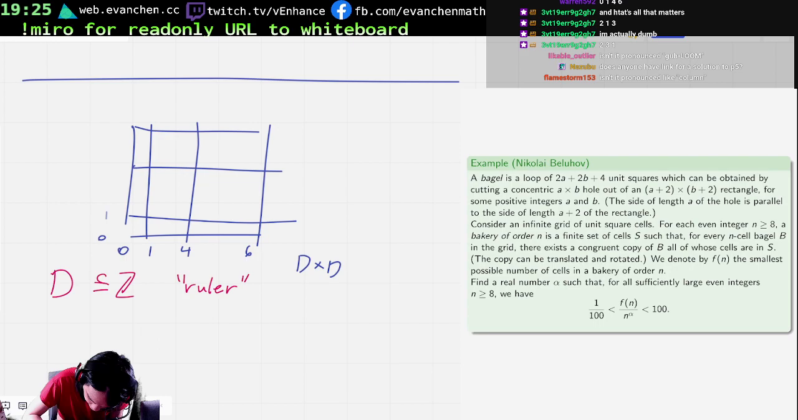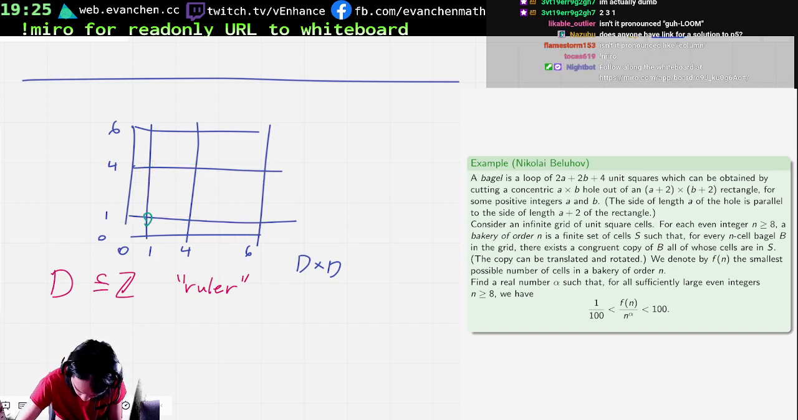And the reason this is called a ruler is because in D, I can measure any length between... So for example, if I want a bagel that is 5 wide and 3 tall, here it is. So that's a bagel in my ruler. Let me highlight it. I think it's easier to see that way.